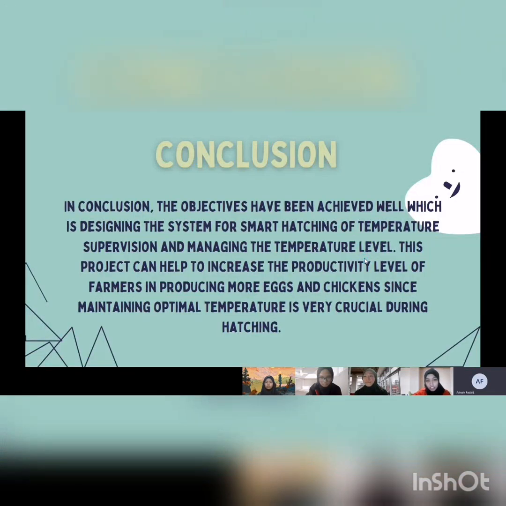Next. In conclusion, the objectives have been achieved well, which are designing the system for smart hatching with temperature supervision and managing the temperature level. This project can help increase the productivity of farmers in producing more eggs and chickens, since maintaining optimal temperature is very crucial during hatching. That's all from us. Thank you.